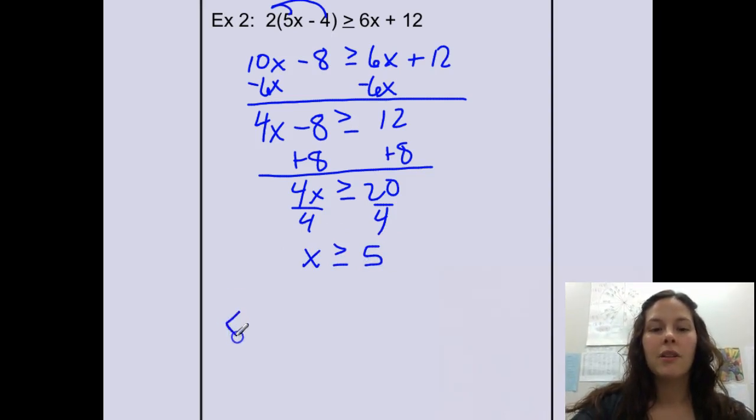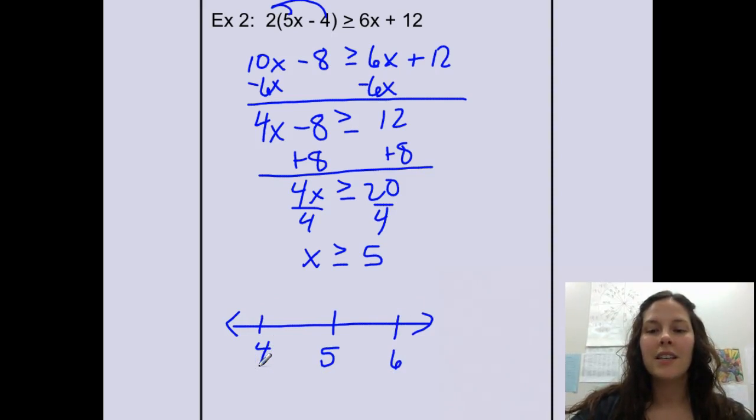Putting this on a number line, remember, put that solution in the middle. One value greater, one value smaller. This time we have x is greater than or equal to, so we will have a closed circle. Again, that means that 5 is a solution to our inequality, and greater than shades to the right.